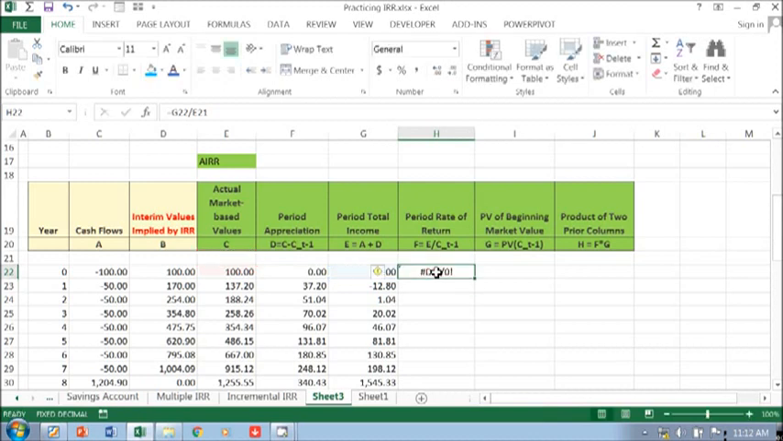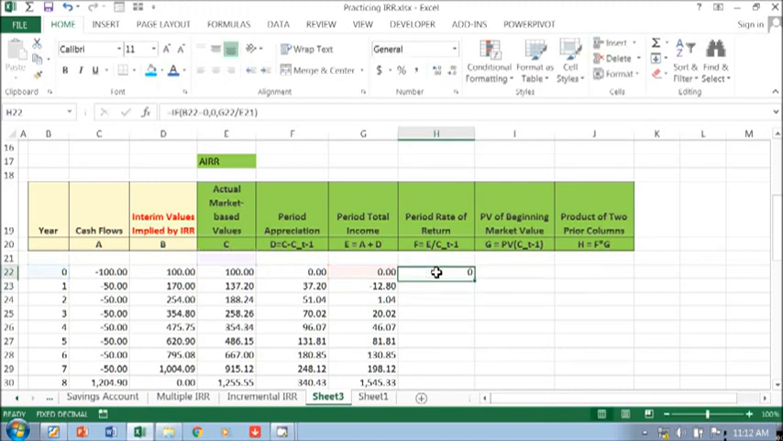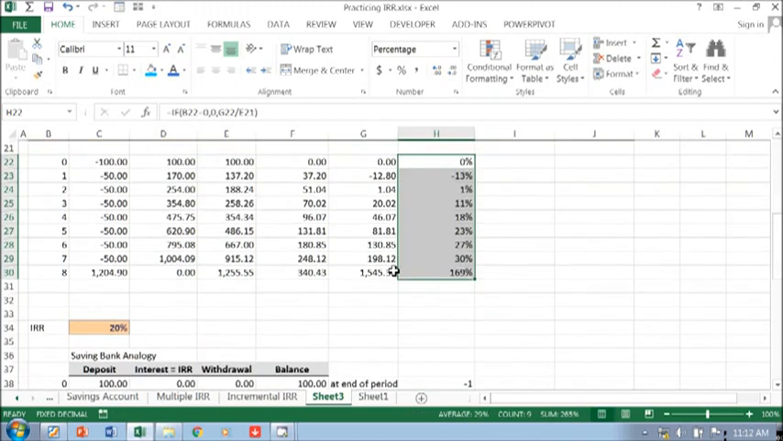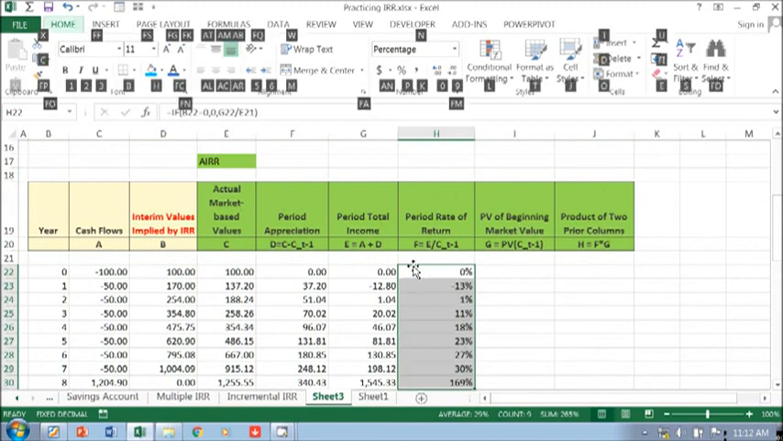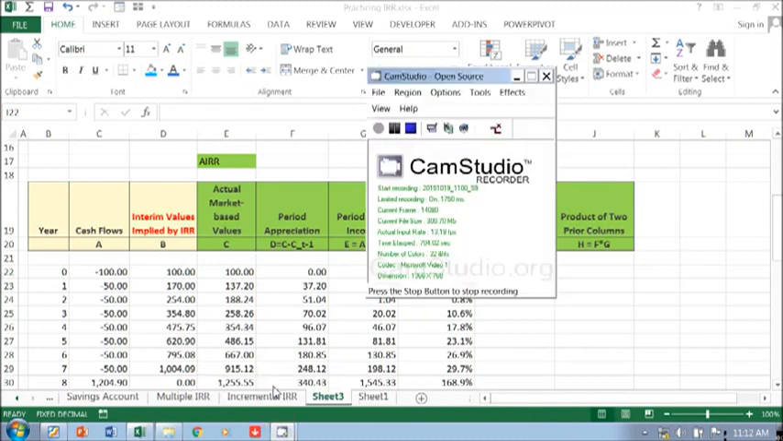So I have to use an IF again. If this is 0, then use 0, otherwise E divided by your previous market value. Then I just move it down and put in the percentage. I'm not too sure whether it's correct, but let's see. Hopefully we can work it out. Okay, I'm going to move to the next video so that it's not too long.